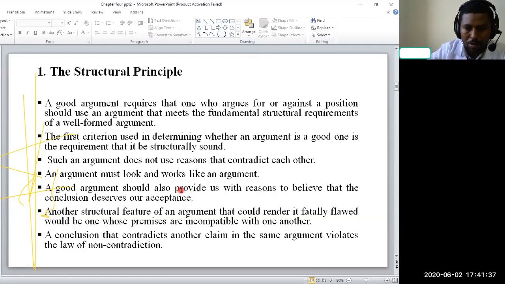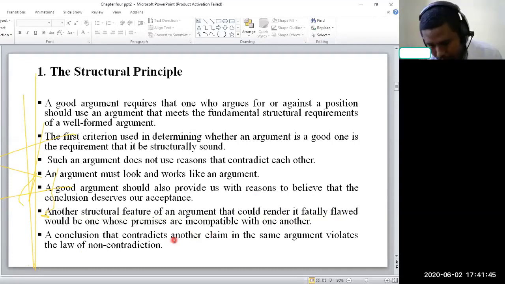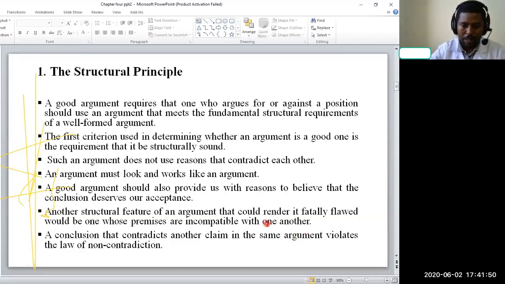Another structural feature that could render an argument fatally flawed would be one whose premises are incompatible with each other. For example, if you assume there are 3 premises, the first premise should not be incompatible with the remaining 2 premises. There must be compatibility. If the premises are not compatible, if they are not reinforcing each other, it is a structural failure of a good argument. So a conclusion that contradicts another claim in the same argument violates the law of non-contradiction.